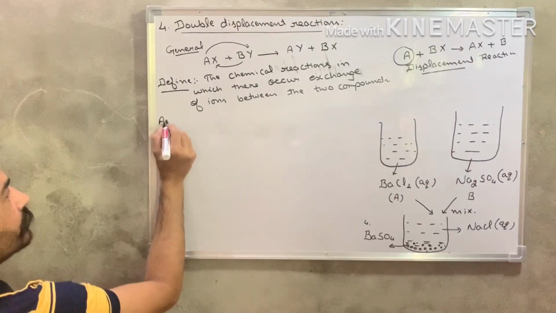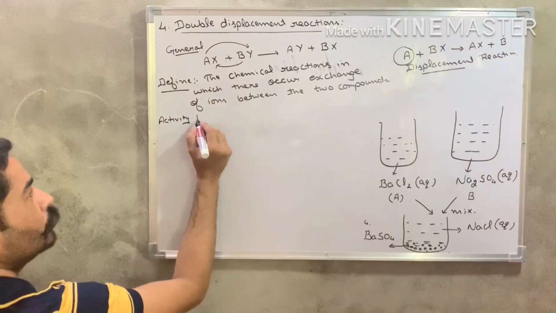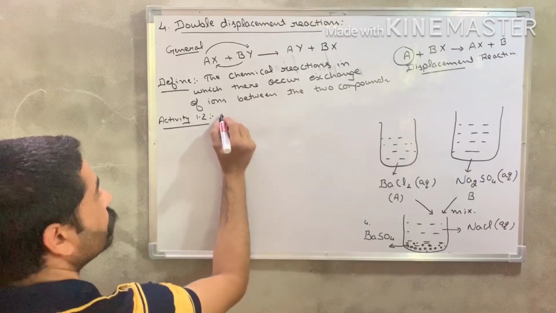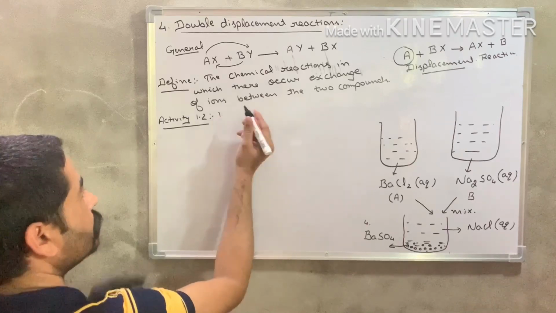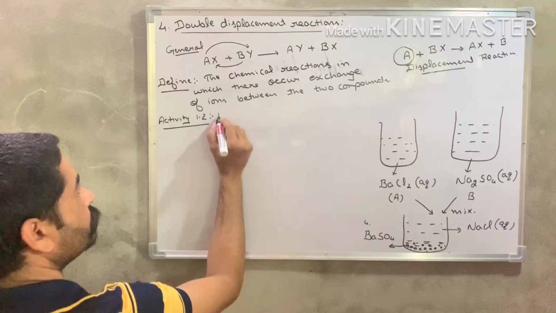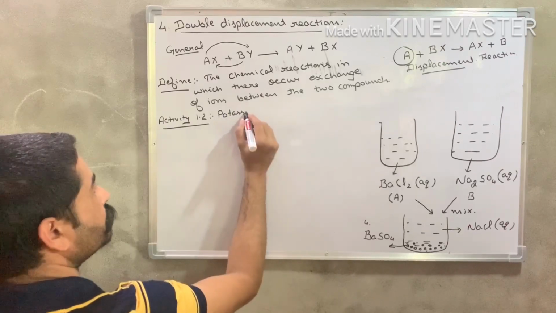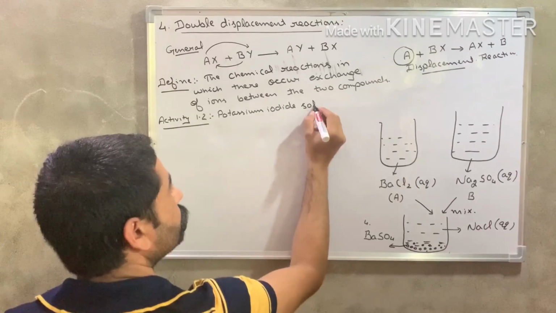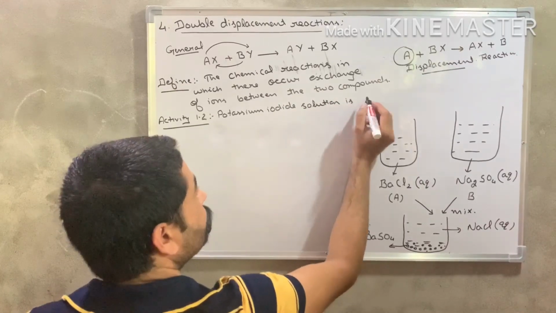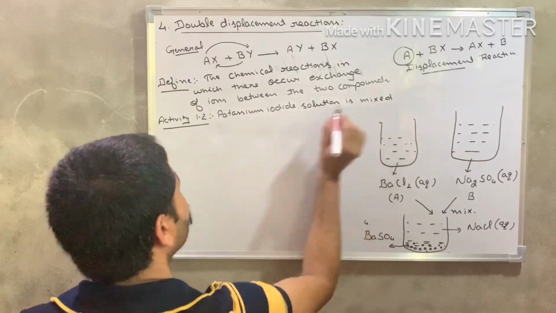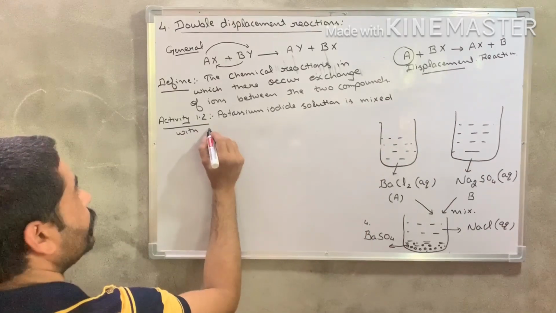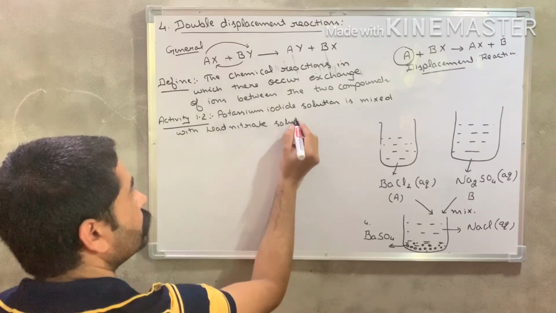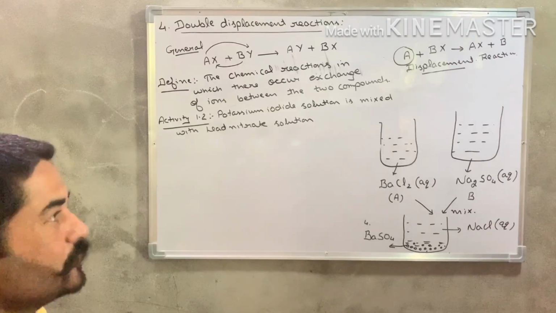So in activity 1.2 of the NCERT book, you have seen that when potassium iodide solution is mixed with lead nitrate solution. This we have already covered in the first lecture, the first video of this chapter.